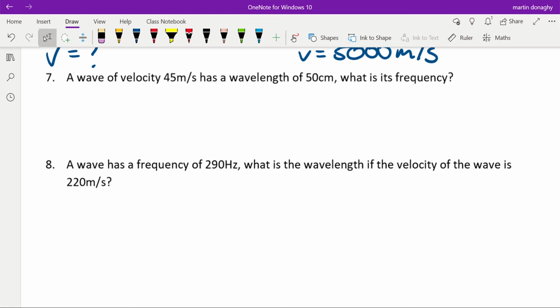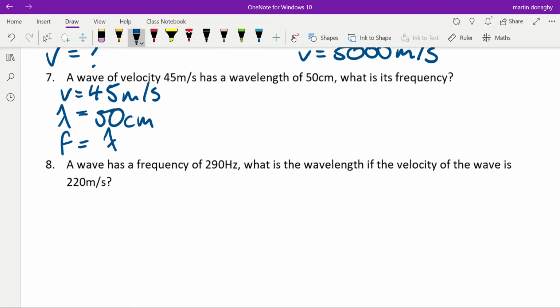Okay, question 7 then. A wave has a velocity of 45 meters per second and has a wavelength lambda of 50 centimeters. What is its frequency? Now, if we look at the two units here, one is meters per second and one is centimeters. So the first thing we have to do is convert this wavelength into meters. To get from centimeters to meters, we divide by 100.